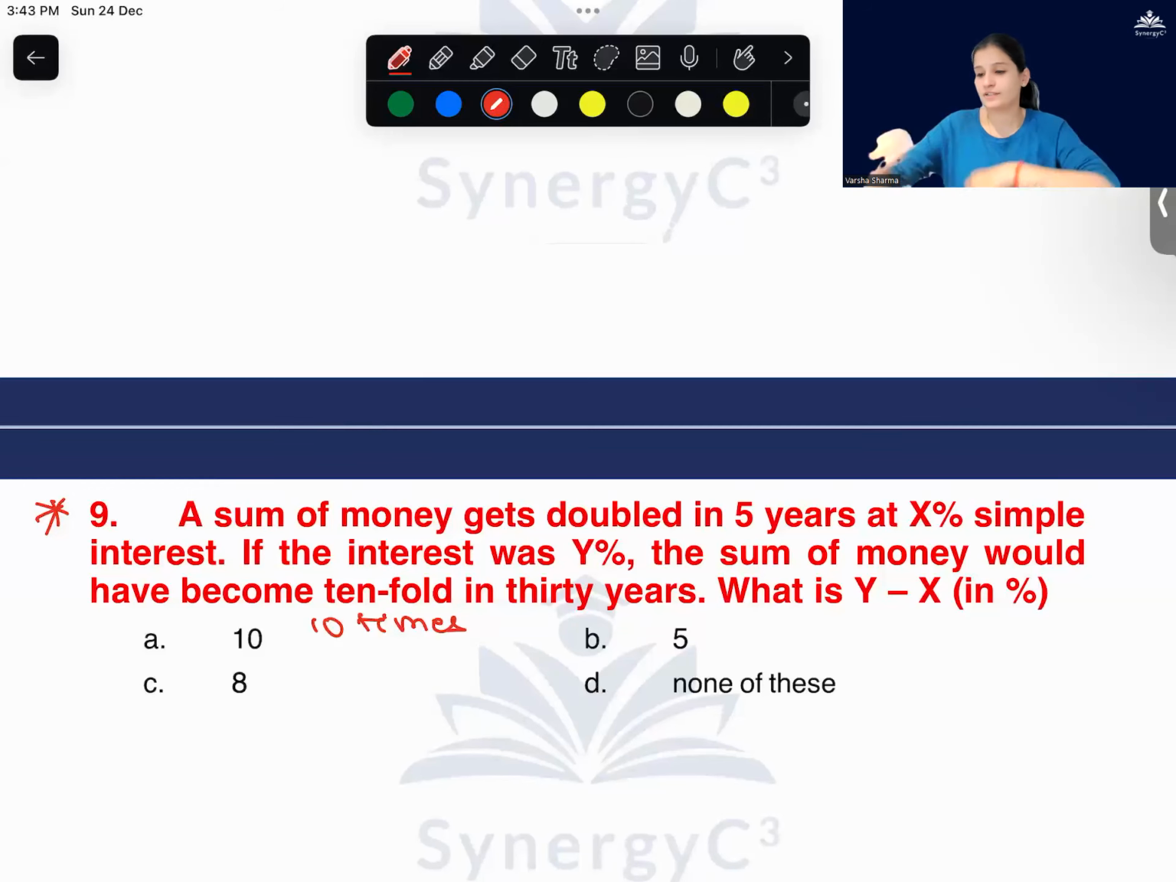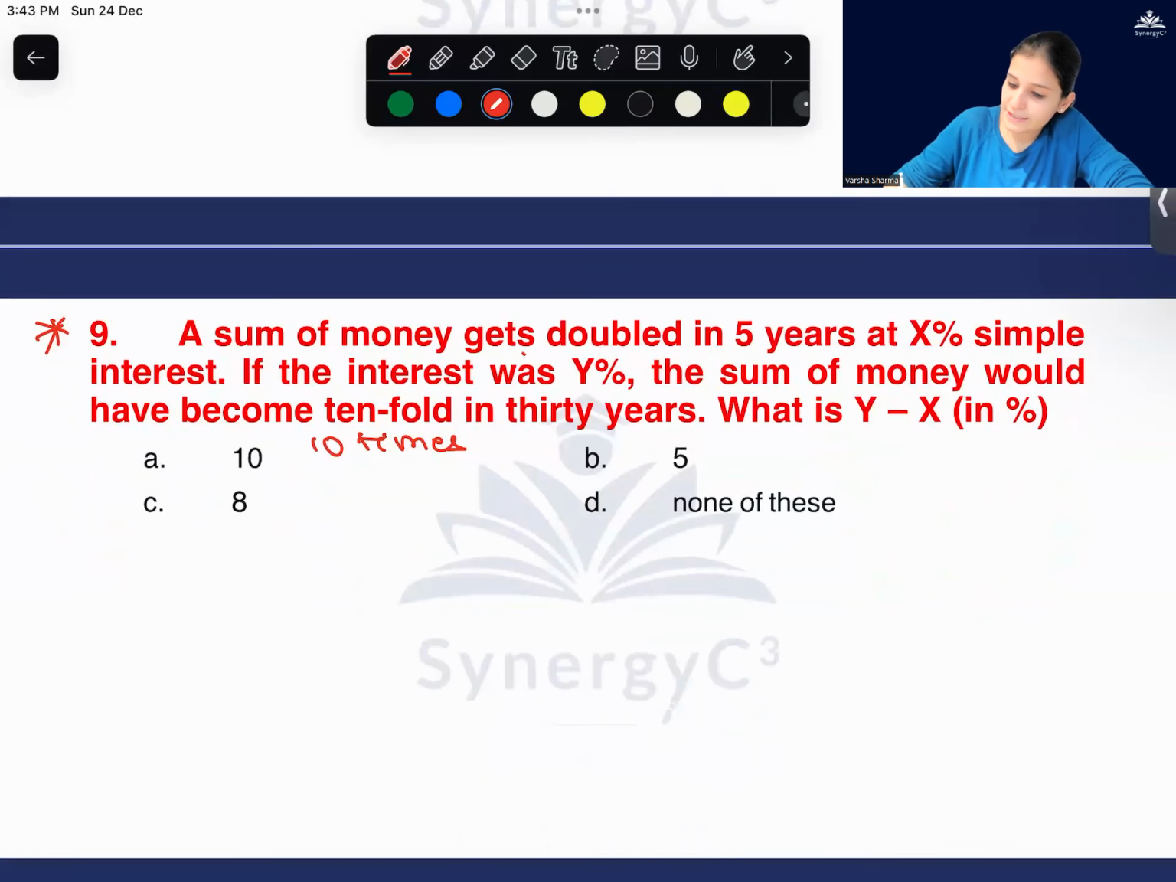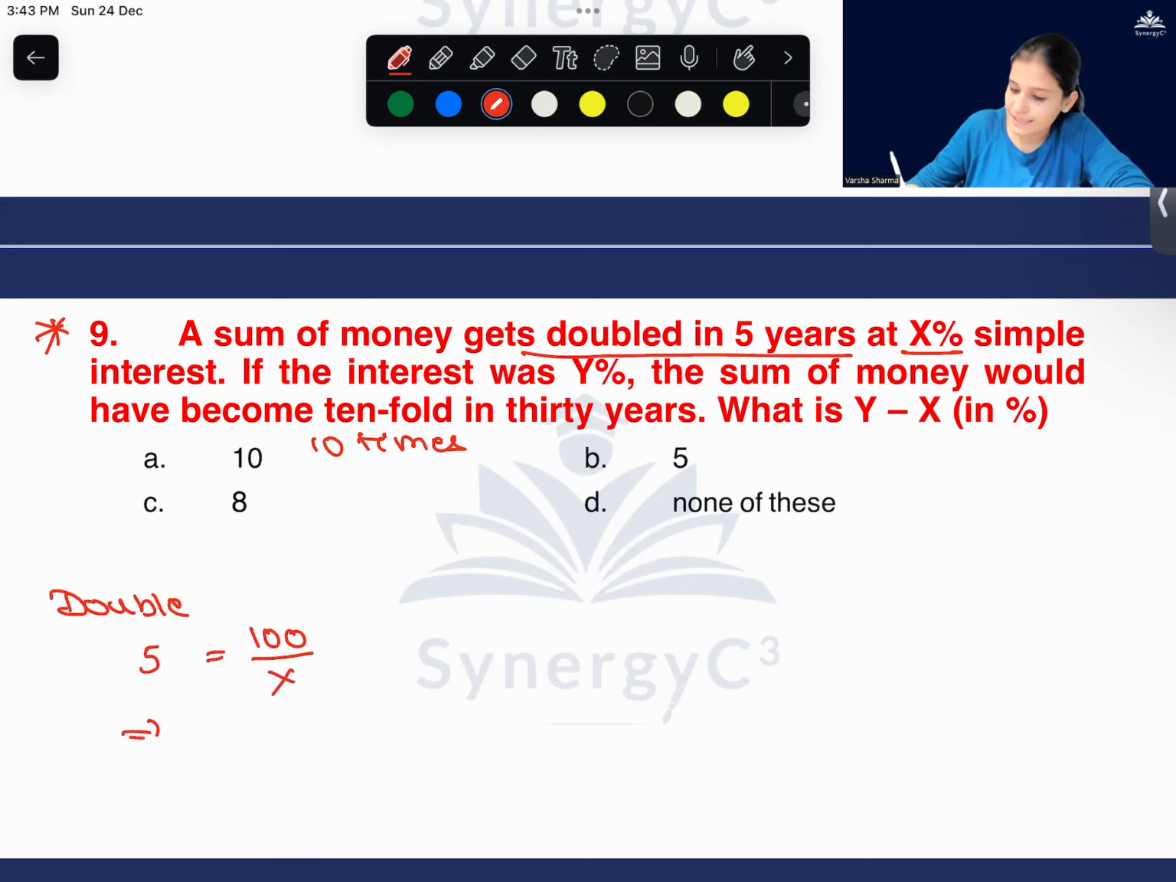First read the first scenario. A sum of money gets doubled in 5 years at X%. What was the formula for double? Double was 100 by R. R is rate. Rate here is X. And what is the duration? 5. So what is our X here? 20%. Yes? Next, they tell you that it becomes 10 times.